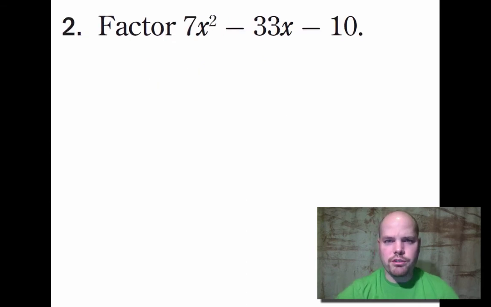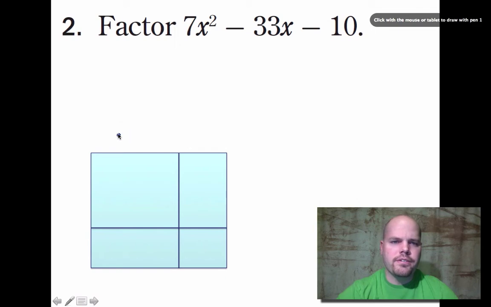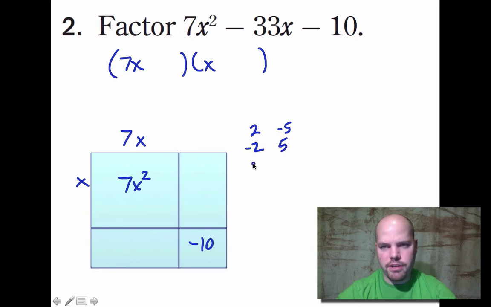All right, number 2, factor 7x squared minus 33x minus 10. Let's try a factor square here. And the nice thing about 7x squared is it can only be 7x and 1x. So we know that part for sure. Now we need to get negative 10. So we could have 2 and negative 5, negative 2 and positive 5, 1 and negative 10, or negative 1 and positive 10. And which way will it be?